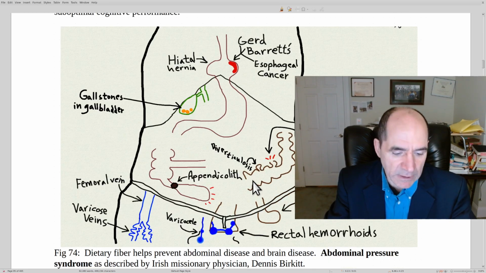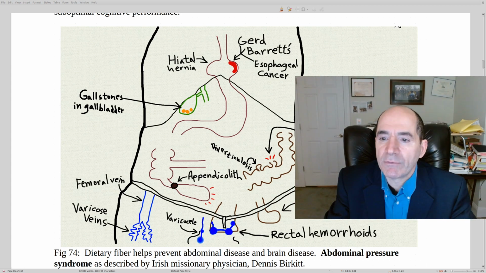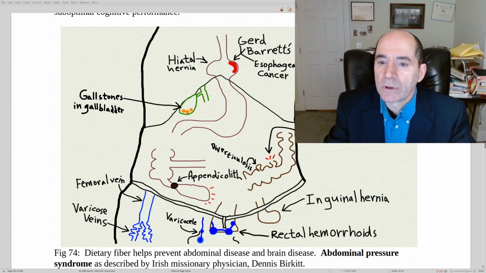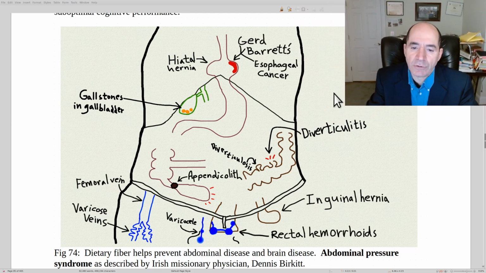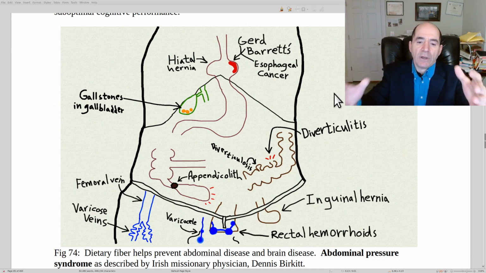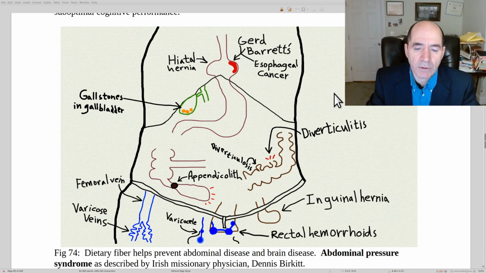This is a real quick slide. Some of you might have seen this before. I'll go over it real fast, though. This is like the work of Dennis Burkitt. He was the Irish Christian missionary surgeon who worked in Africa for many years. And he observed the differences between the plant-eating native populations versus the persons who brought their westernized diets to Africa. What he saw was that the persons eating the plant-based diets would get none of these diseases.